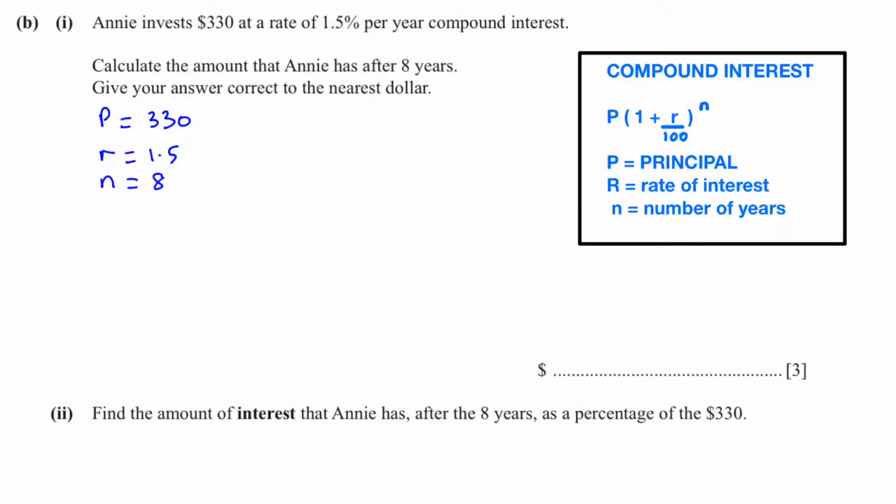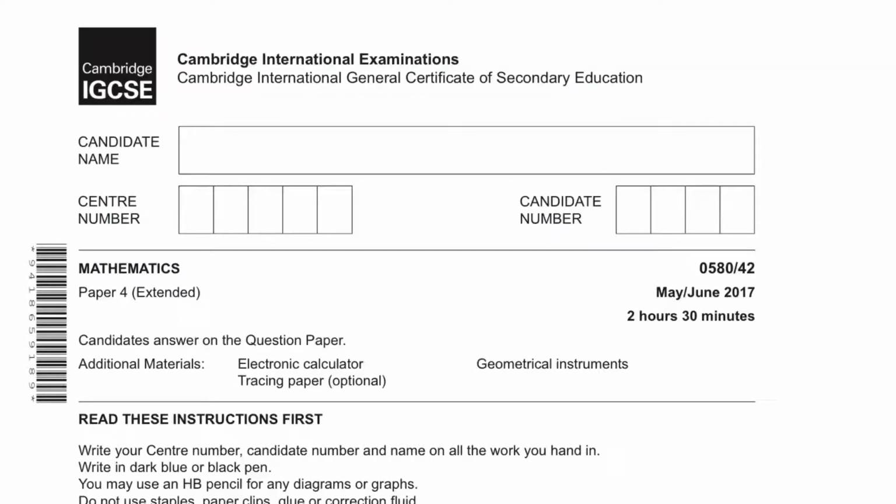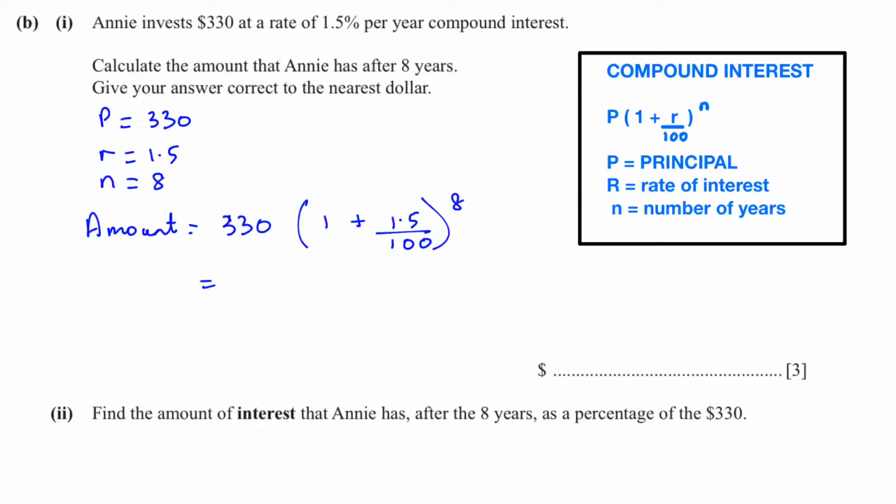8. So amount is equal to 330 (1 plus 1.5 over 100) to the power of 8. We will get 371.7. But we want the answer to the nearest dollar, so it will be $372.